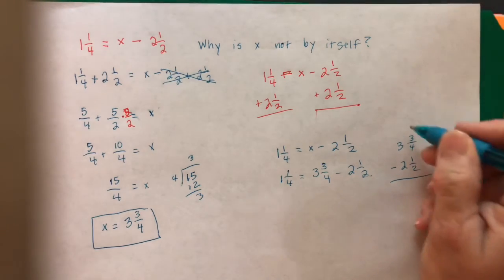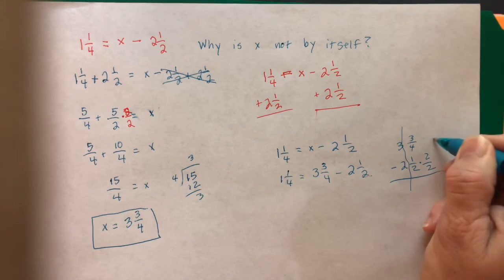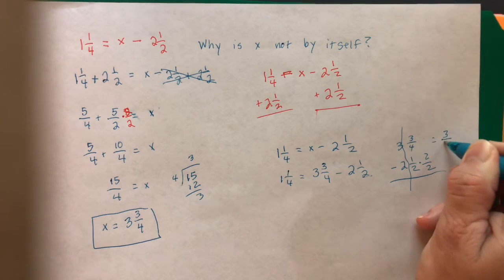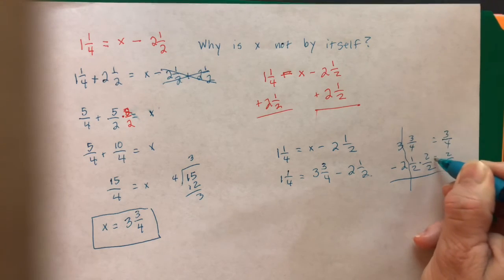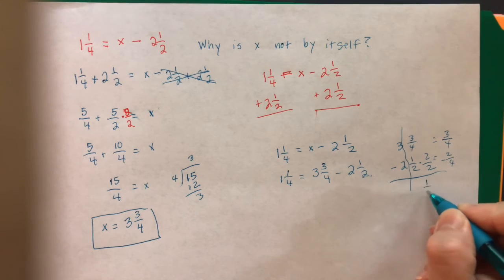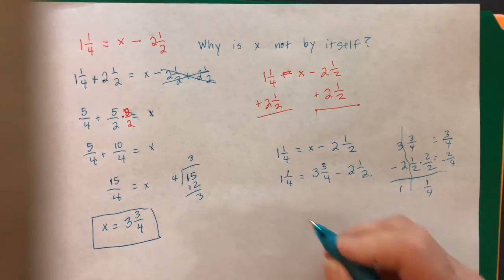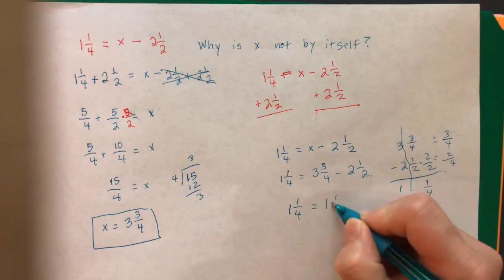And this, I will have to get a common denominator. And I get 3/4 minus 2/4. And that's going to give me 1/4. And this will give me 1. So I get 1 1/4 equals 1 1/4.